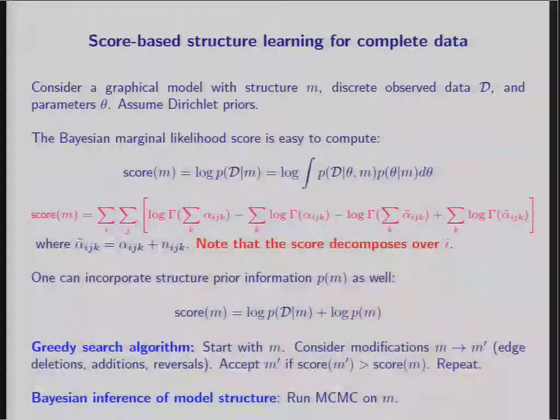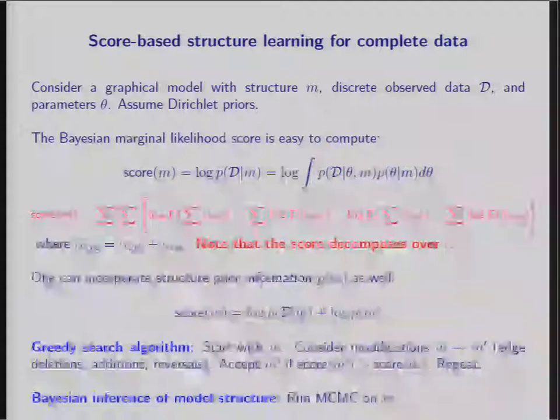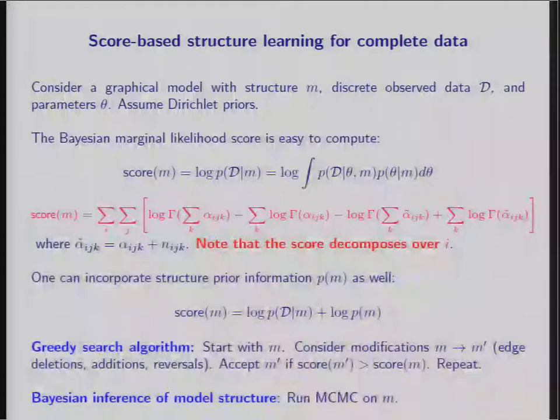The things I'm putting in the log gammas are these alpha tildes, which are the hyperparameters of the Dirichlet prior, incremented by the counts that I observed for particular settings of node i being in state j when its parents are in state k. Okay, that's these counts. Importantly, note that the score decomposes over the variables. So for every variable in the graph, I can evaluate what would happen to the score if I added a new parent or removed a parent.